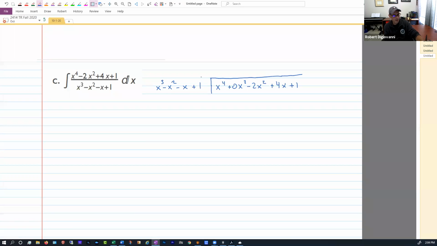All right, so we play our game, right? We say, what do we multiply x cubed by to get x to the 4th? Well, we need an x. So I put an x here. Then I distribute the x through to everything. I'm gonna go a little faster on this, okay? Minus x cubed, minus x squared plus x come through, minus plus plus minus. And then I add down.